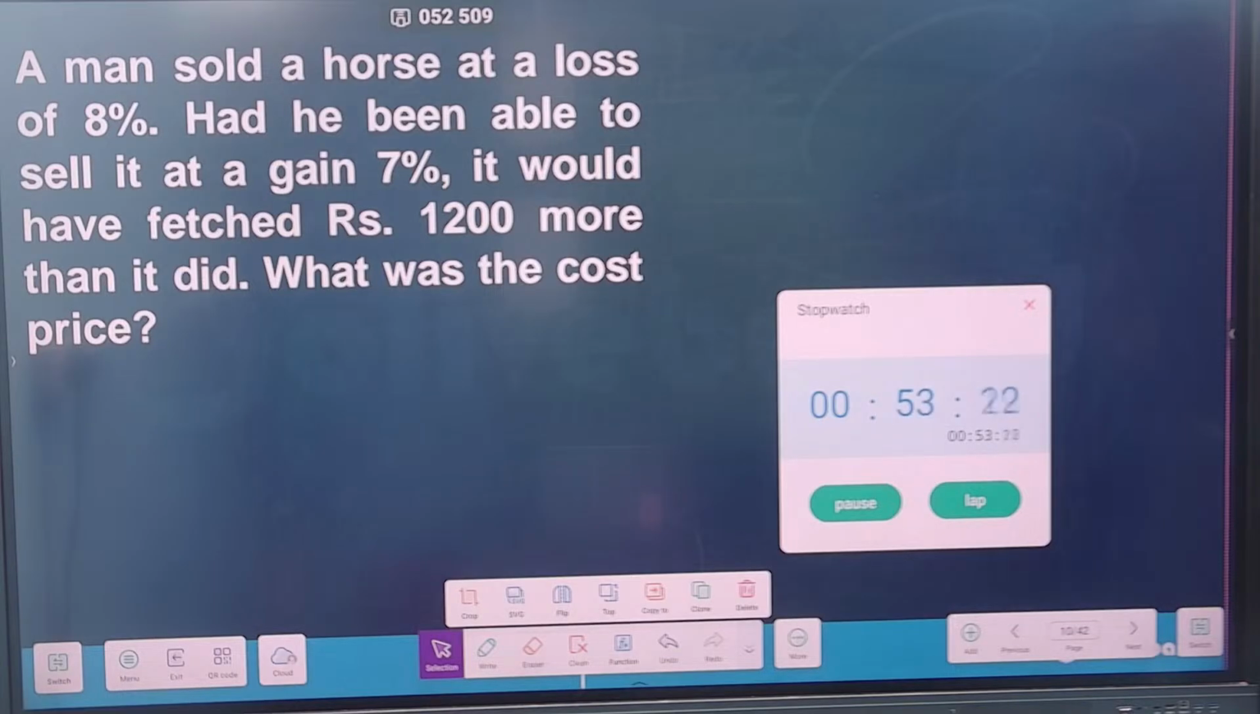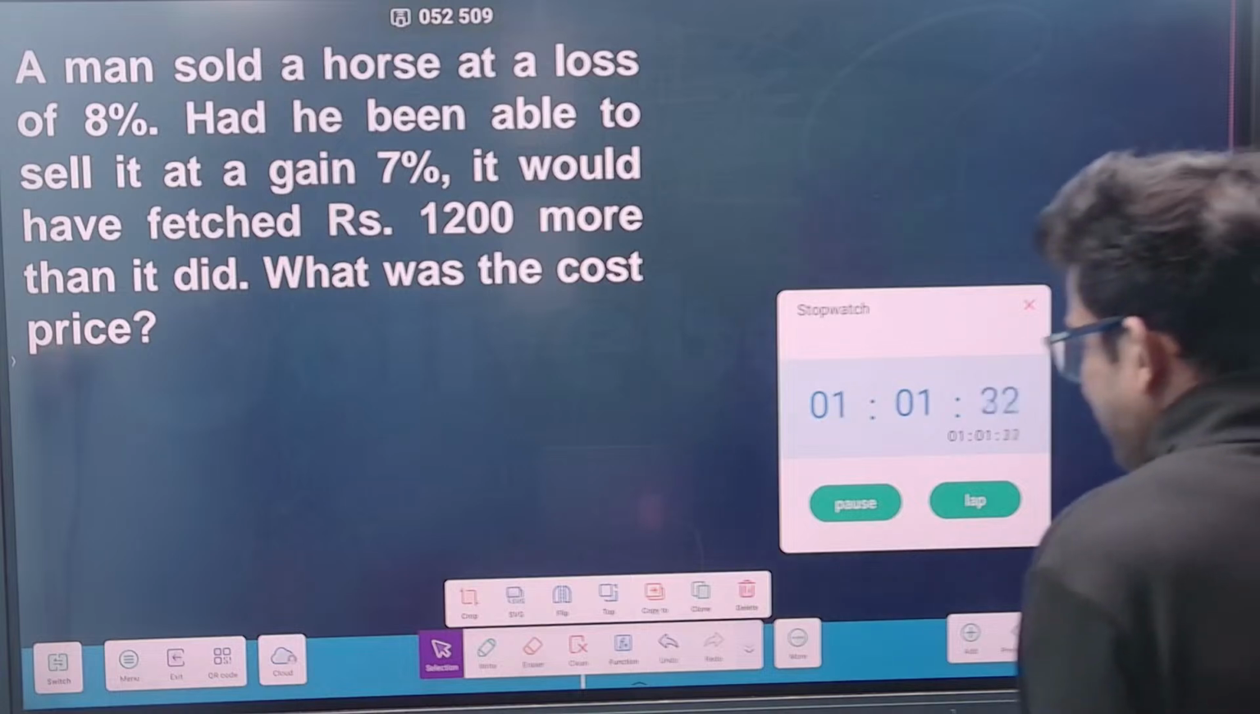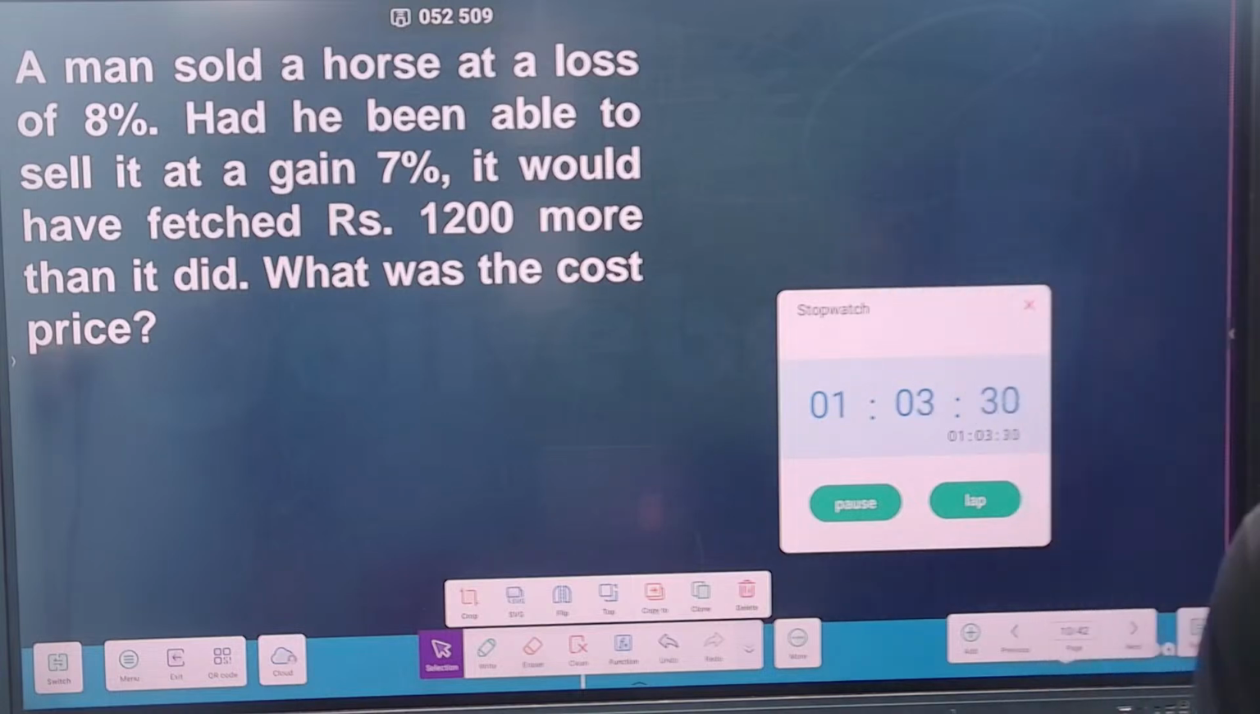How can you solve this question? I would say this is again a good one. I'll give you 2 minutes of time, then I will be solving it. I will be giving you a time of 2 minutes.